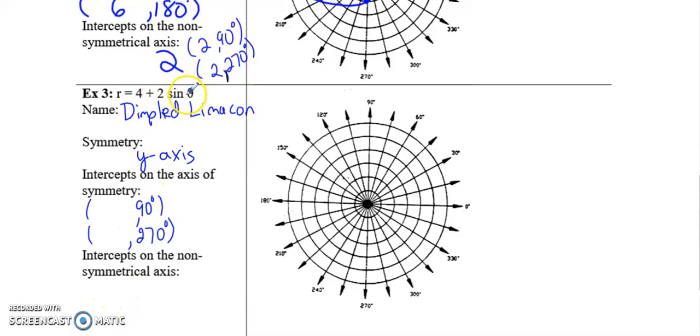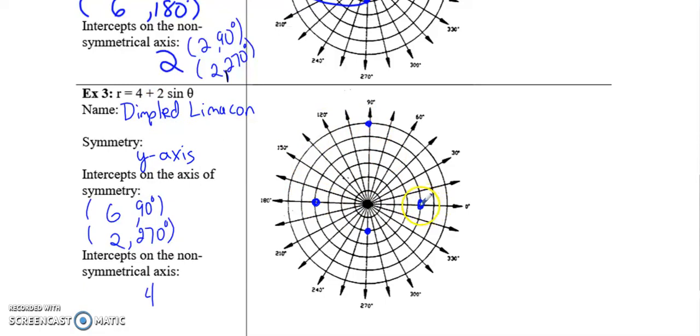So sine of 90 is 1: 4 plus 2 times 1. Plug in 270. Sine of 270 is -1: 4 plus 2 times -1. So 6 and 2. Now, for the non-symmetrical axis, again, this time what's the sine on the x-axis? Well, the sine there is 0. So we had 4 plus 2 times 0, or just 4. So that's how we could tell that the non-symmetrical axis is just going to be that a value.